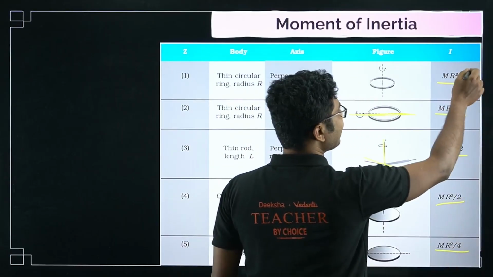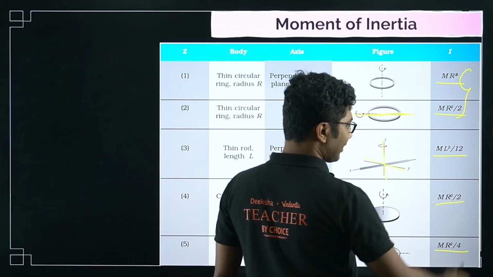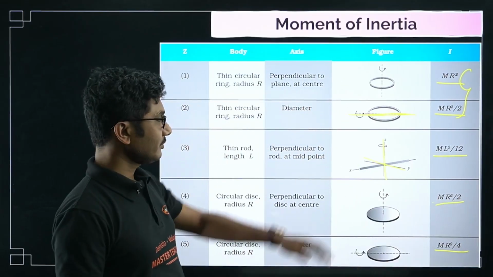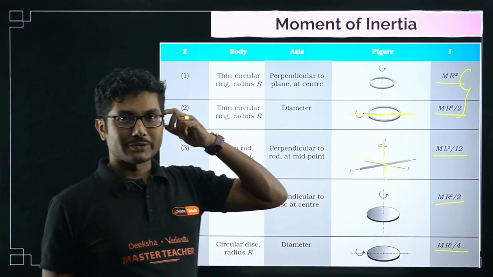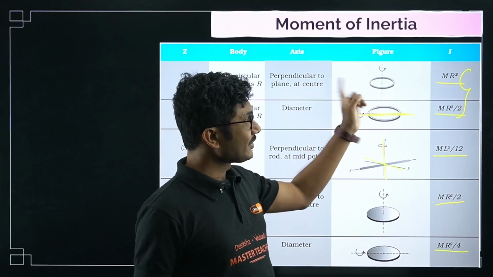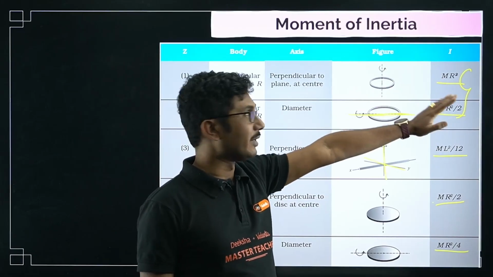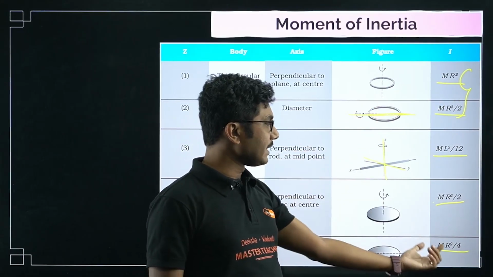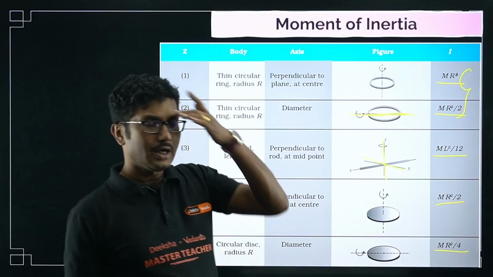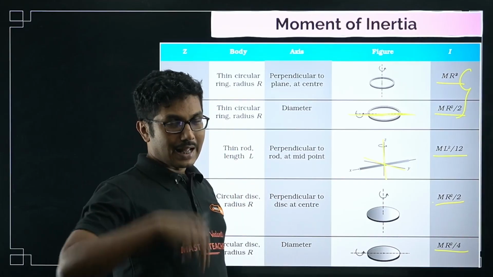So there is a symmetry, right? mr square by 2, mr square by 2, mr square by 4. So if it is solid, it is mr square by 2. If it is along the diameter, mr square by 4. For a simple ring, it is mr square, and for the diameter it is always half. Along the diameter, it is always half of that along the axis perpendicular to the plane of the disc.